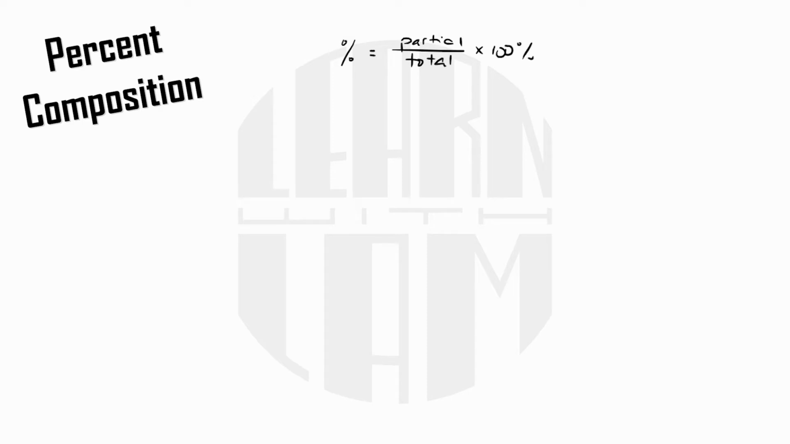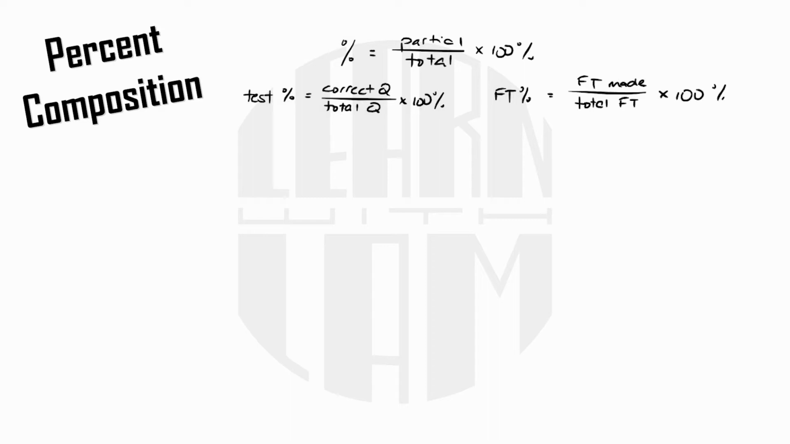If I ask you how you did on a test, so your test percentage, you'd take the number of questions you got right and divide it by the number of questions total, then multiply it by 100%. If you're a basketball fan, maybe you're interested in a player's free throw percentage. To calculate that, you'd take the number of free throws they hit and divide it by the number of free throws attempted in total, and again, multiply by 100%. The questions that you got right, the number of free throws that were hit, these are both partial values in comparison to the total number, and mass percent is no different.